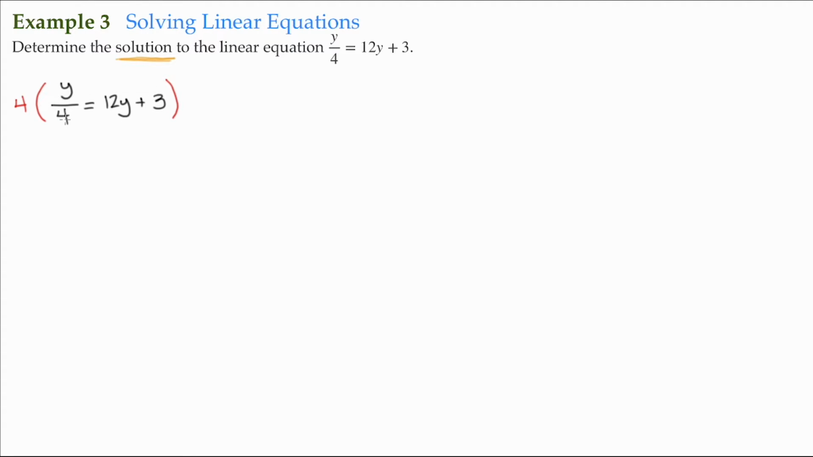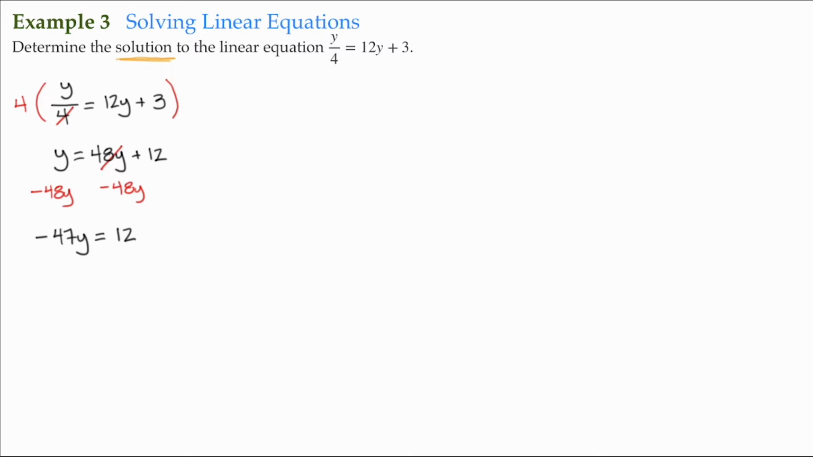So if I take 4 and I multiply it to y over 4, this 4 winds up canceling this 4. And that's the whole idea. We want to factor out that denominator. So I'm left with y. 4 times 12y, that's 48y. And 4 times 3, that's 12. I could then use the addition property, and I could subtract out 48y from either side. I'll subtract it out here. And of course, we subtract it out here. Y minus 48y gives us negative 47y. 48y minus 48y, of course, they wind up canceling. That's the whole idea. So that's going to be equal to 12.